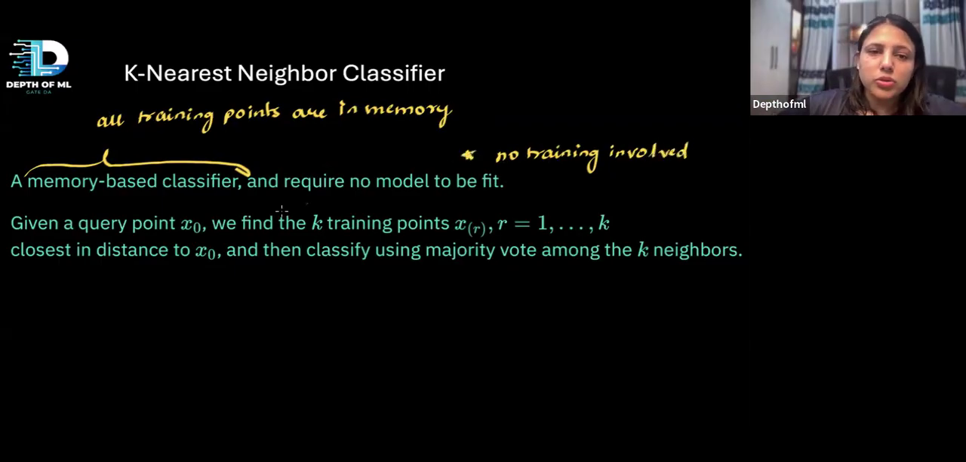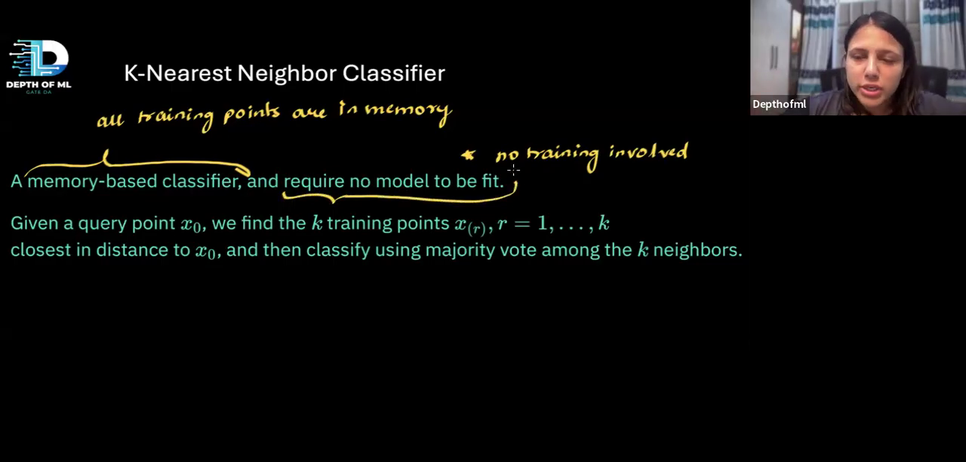Fine. So this is a memory-based classifier, and there is no requirement of fitting any model. Whenever you train a neural network model, a linear regression model, or a logistic regression model, you're fitting your model to the data, right? You're learning some parameters, W, B, etc. Here you don't have to fit any model. You will just take all the training points that you have, load them in your memory, and start computing the distances. Fine.